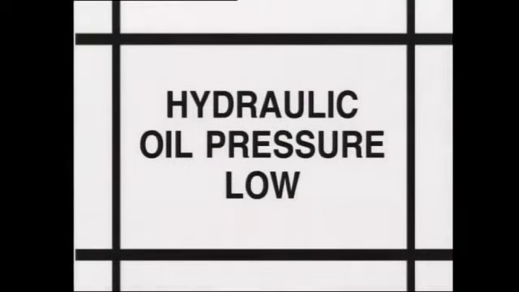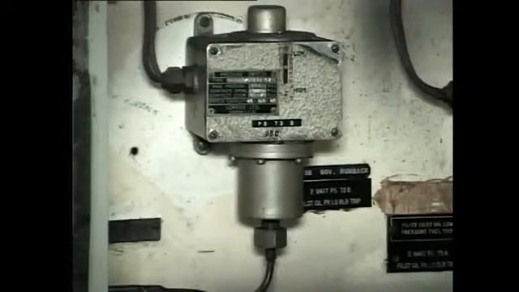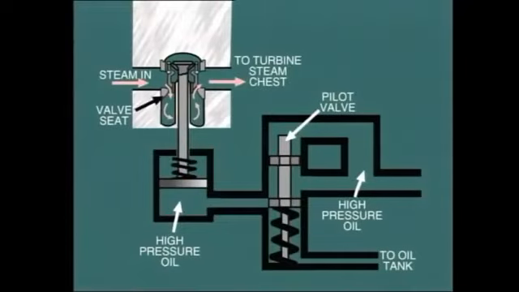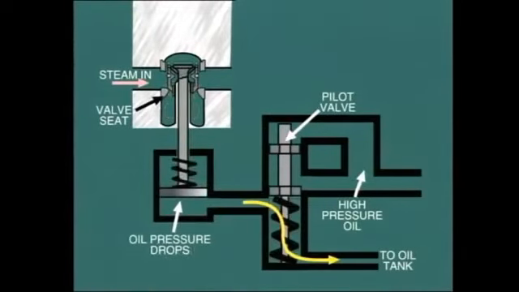In the case of hydraulic oil, an alarm is usually fitted to indicate low pressure. But a trip relay is not always provided. This is because the hydraulic equipment is designed to operate in a fail-safe manner. If the hydraulic oil pressure fails, both the stop valve and control valve will be closed by spring pressure in their respective power cylinders.